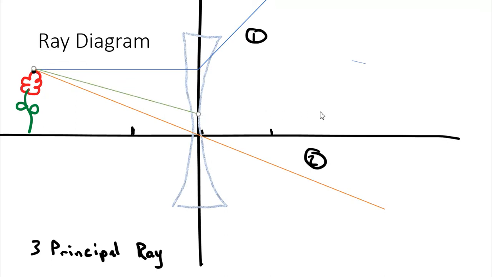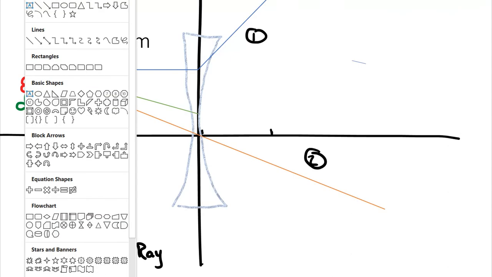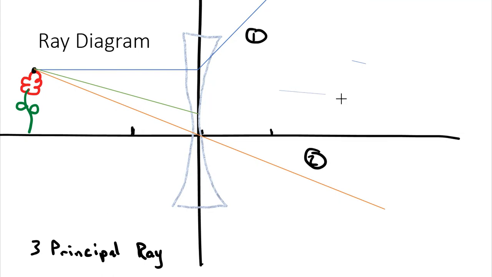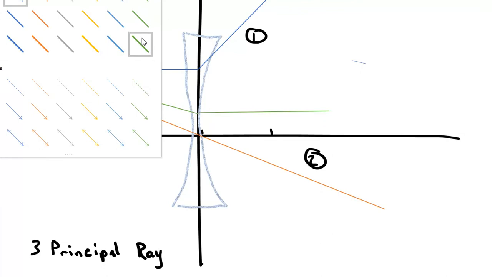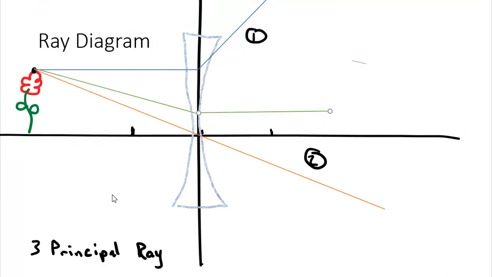And then how does that one go? Well, if it's going to go through the focal point and gets bent upwards, it's going to get bent upwards such that, sorry, doesn't want to draw a line again. It gets bent upwards such that it's now going horizontal. So let's kind of make that horizontal and extend it. And there we go. There's my 3 principal rays.